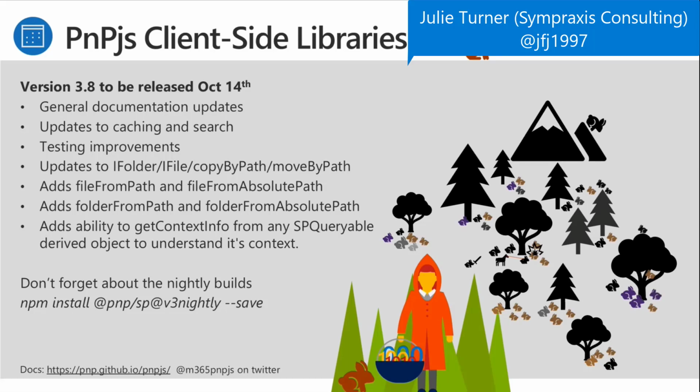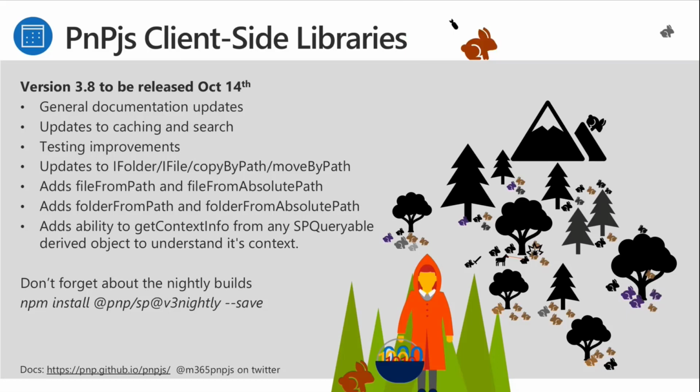So as always, general documentation updates. Patrick has been doing a lot of stuff because I have been quite busy myself, but we have some updates to caching and search. He is working on some testing improvements, so we're doing a lot of work there. I don't know that it'll all be done for 3.8, but there will be some improvements there. He made updates to the IFolder, IFile copyByPath and moveByPath to increase the metadata and to make those a little bit more robust. So that is done. And we added two new methods called fileFromPath and fileFromAbsolutePath, which allow you to get a file outside of the current web just using a relative path or an absolute path.